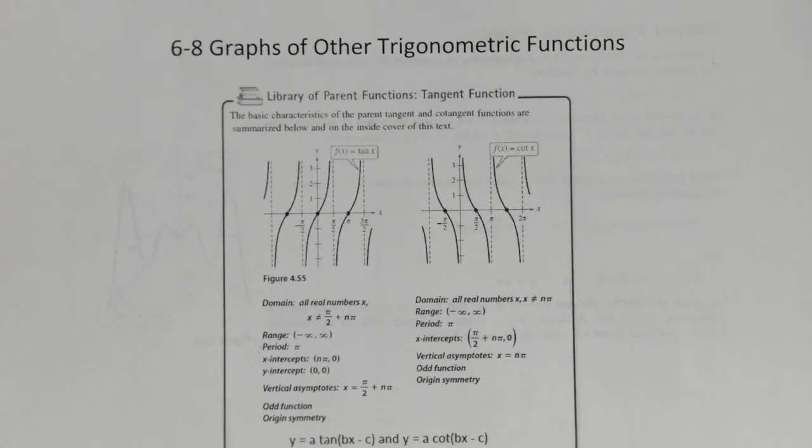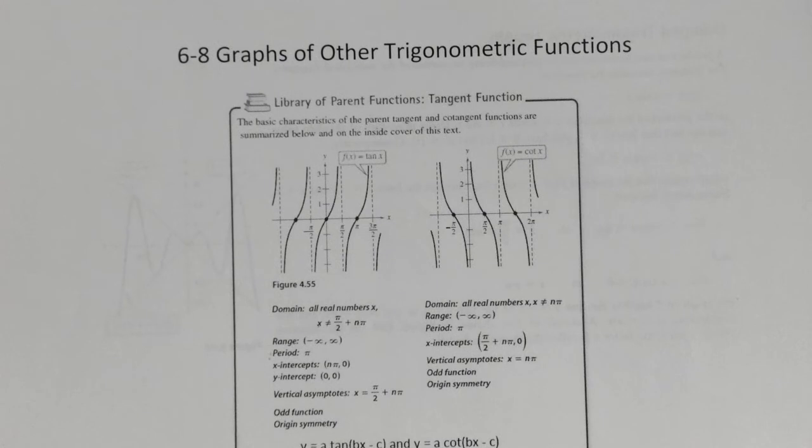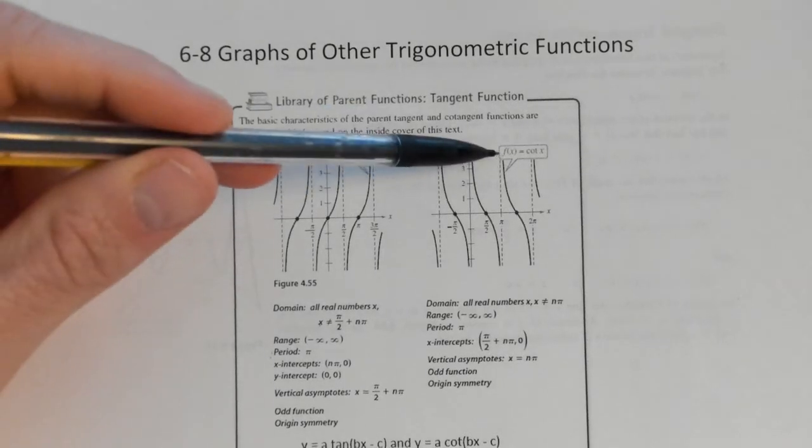Alright, so in this section now, 6-8, we're going to be looking at the graphs of the rest of the trigonometric functions. Remember, up to this point, we've only really looked at the graphs of sine and cosine. And so here in this section, we're going to look at the graphs of the 4 other trigonometric functions. Okay, starting with tangent and cotangent.